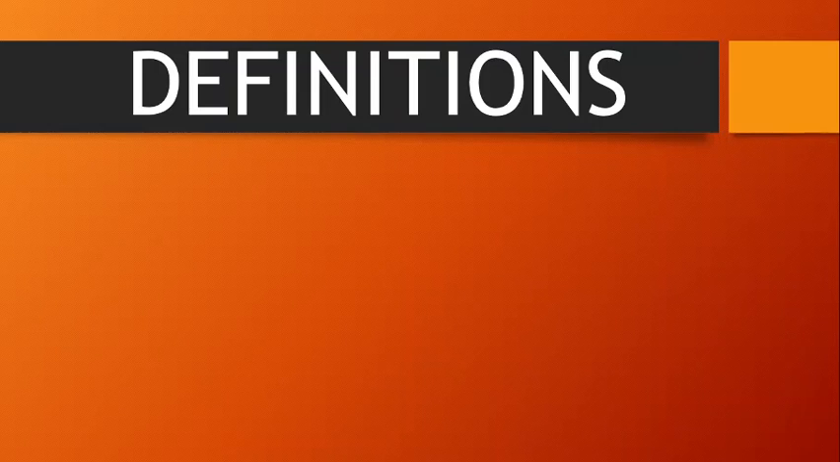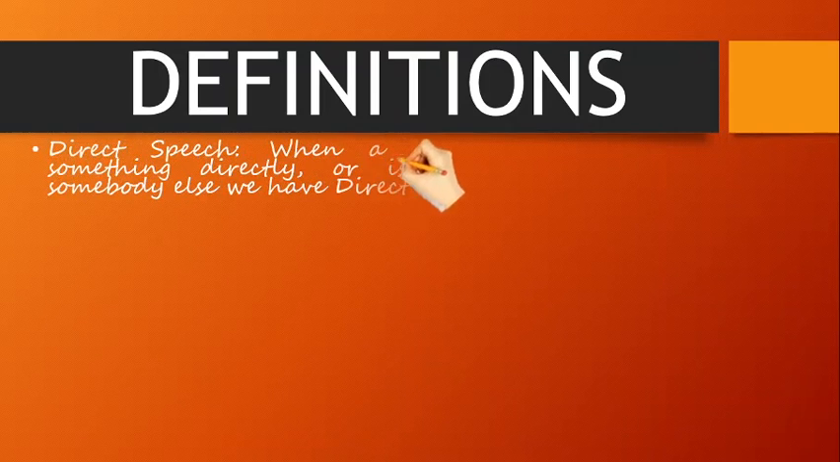Basically, direct speech is when we directly quote the person who said something, and indirect speech is when we change the quotation as per our requirement and we just report it. So, before we do this, we need to understand these definitions. First of all, the direct speech.